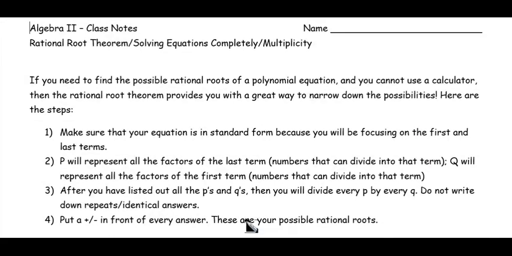P and Q. The P is going to represent all the factors of the last term in our polynomial equation. These are the numbers that can divide into that term evenly. The Q is going to represent all the factors in the first term, numbers that can divide into that term evenly. After you've listed out all your P's and all your Q's, then you're going to divide every P by every Q. Don't write down any repeats, any identical answers, because there's no need to do that. We're going to put a plus and minus sign in front of every possible rational root.